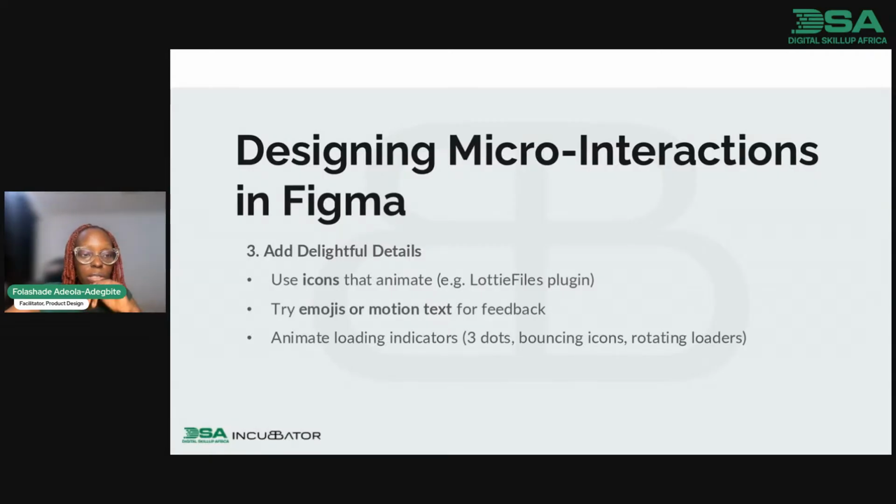So use icons. Sorry about that. Use icons that animate, e.g., there's something we call the Lottie Files plugin. Try emojis or motion text for feedback. Animate loading indications: three dots, bouncing icons, rotating loaders. So when you get this slide, you're going to be able to understand and follow the instructions to actually do it on Figma. All right.